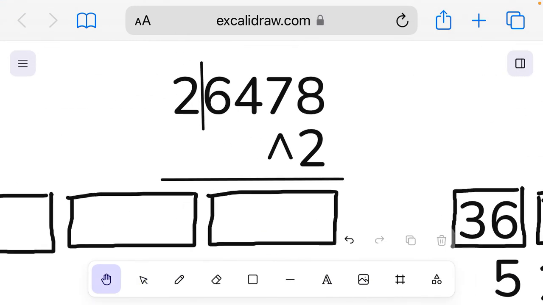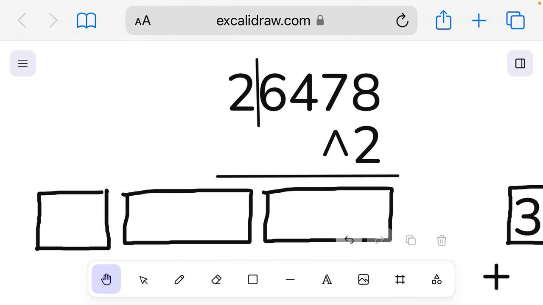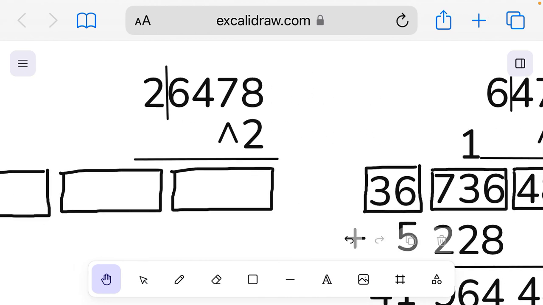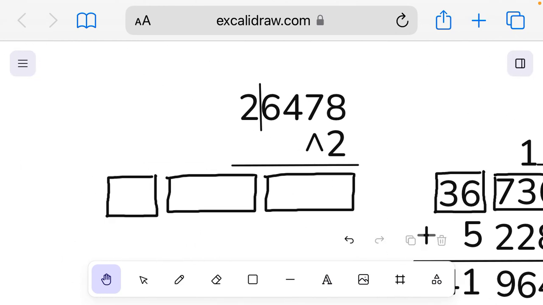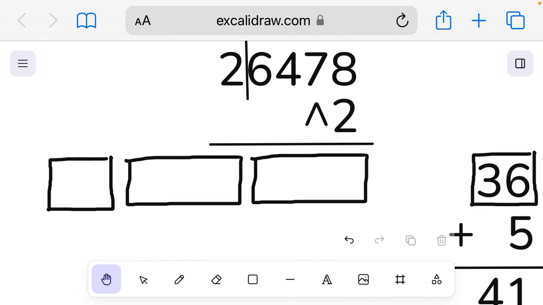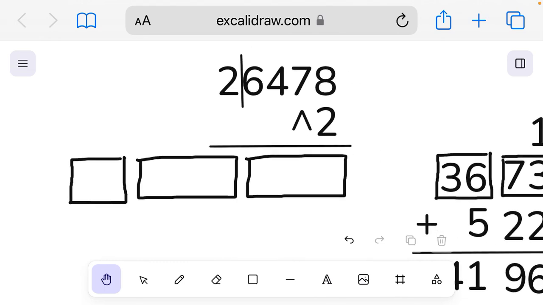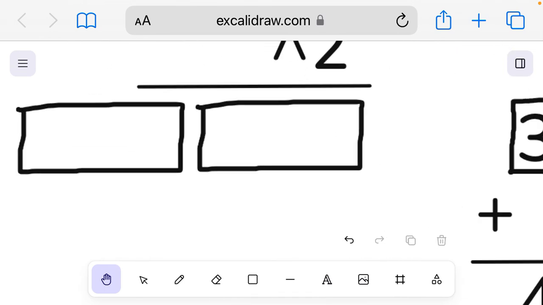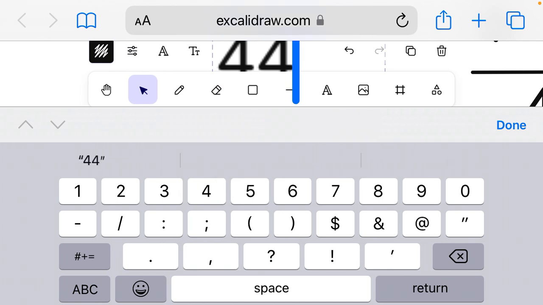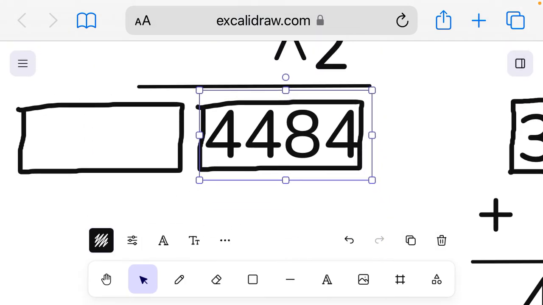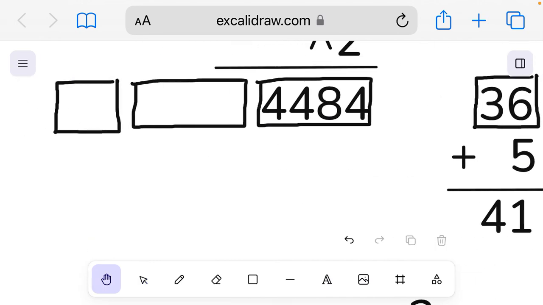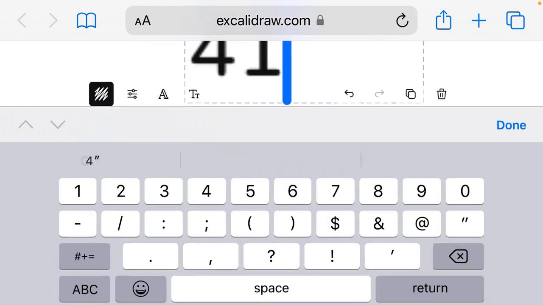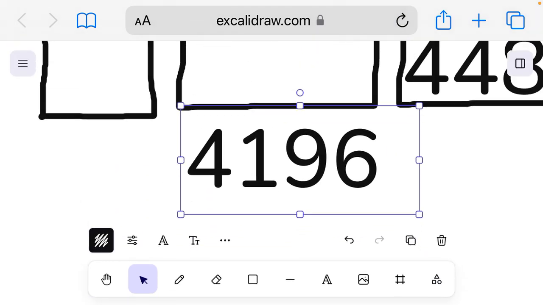Now let's move on to the main problem, which is 26,478 squared. And for 6,478 squared, it's this result here. And those digits in the middle in the last box can contain 4 digits this time. So we write 4,484 there. But you have to carry the 4,196 part. So it goes here.